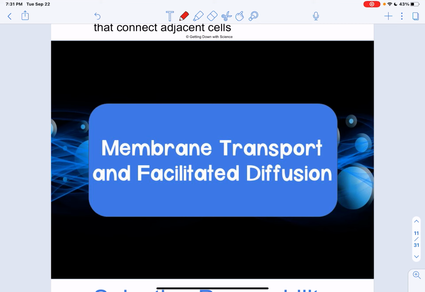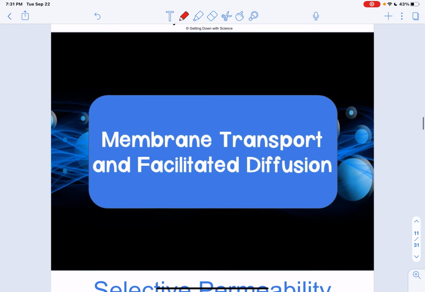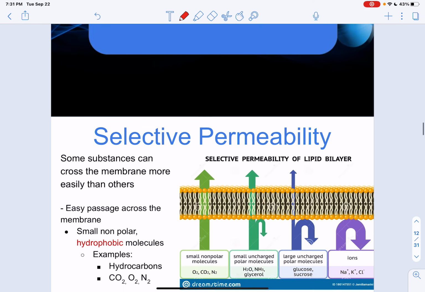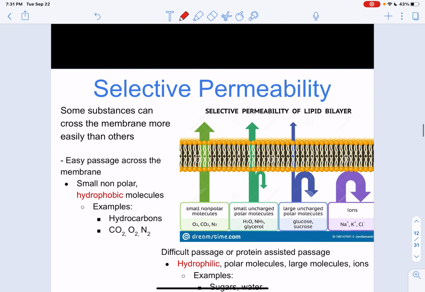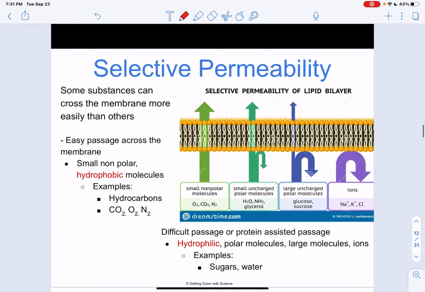Welcome back, everyone. We're going to be finishing up our notes for this week on membrane transport and facilitated diffusion, so we're just going to jump right into it. We're going to talk about the selective permeability of the plasma membrane and what that means. What I mean by that is that some substances can cross the membrane more easily than others.